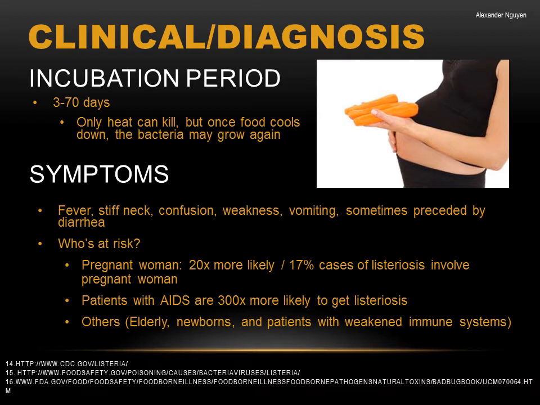The symptoms are fever, stiff neck, confusion, weakness, vomiting, and sometimes diarrhea. First and foremost, consult your doctor immediately if you develop any of these symptoms. Pregnant women may only experience fever, chills, and mild flu-like symptoms. However, it may lead to a miscarriage, stillbirth, and other birth complications. Patients with AIDS may experience muscle aches, headaches, loss of balance, and convulsions, in addition to the previously mentioned symptoms. Some common clinical presentations in immune-compromised patients include sepsis, meningitis, and acute febrile gastroenteritis.